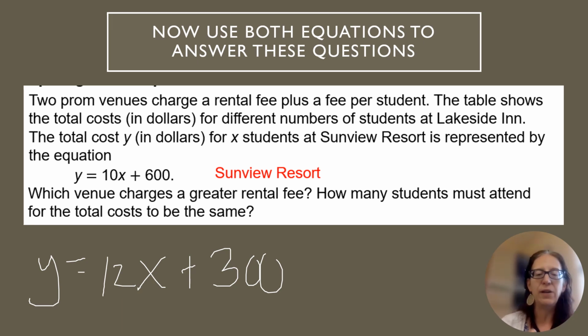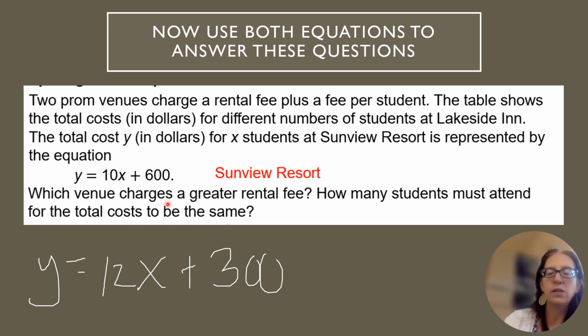So we need to look at which part of this is the rental fee. Keep in mind, the rental fee is a flat fee. It's what you pay even if 0 students attend. So if I were to plug 0 in for the x, where we're not going to have any students come, 12 times 0 is 0, 0 plus 300 is 300. So the rental fee for the Lakeside Inn is $300. That's what you're paying to rent the facility. You can do the same thing with the Sunview Resort. If no students attend, what are you left with? $600. That's the rental fee for the facility.